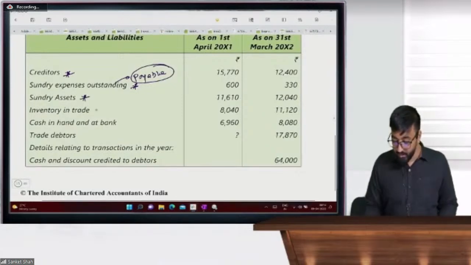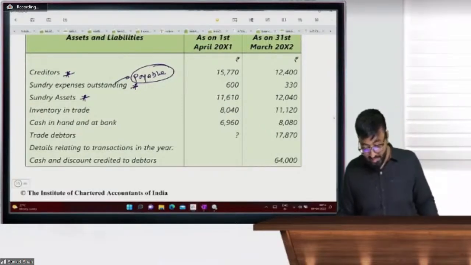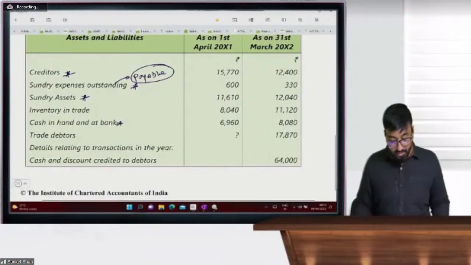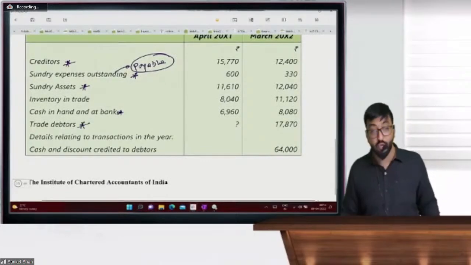Inventory in trade, trading account. Now this problem has two effects: cash in hand and cash at bank. That account also we have to open. Except inventory in trade, we will open all these accounts. Debtors account is going to be opened. Okay.